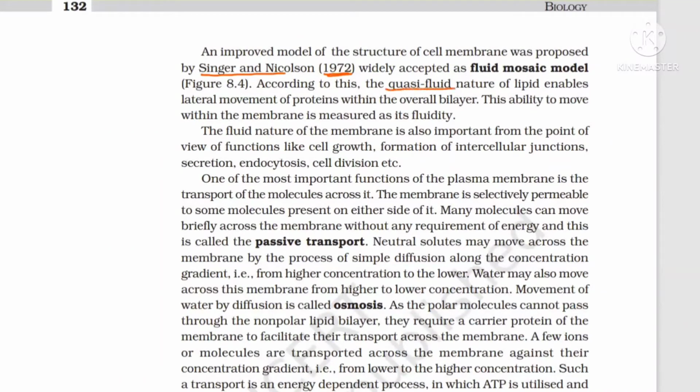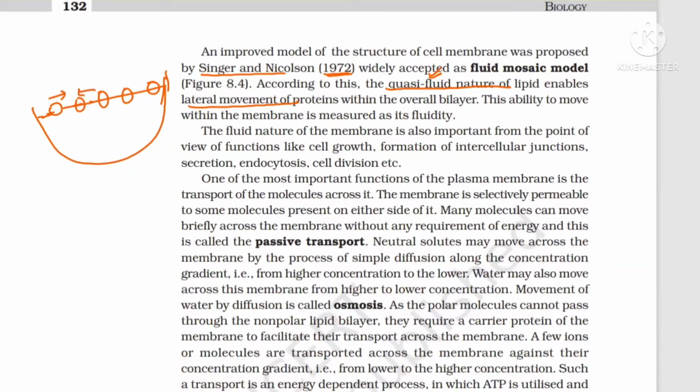So, the quasi-fluid nature of lipid. Who has the fluid nature? Lipid. It enables lateral movement of protein. For this, I'll give you one imagination. Imagine a big bowl of gulab jamun. These are your gulab jamuns floating on the surface, half inside, half outside. And the gulab jamun will move from here to here.